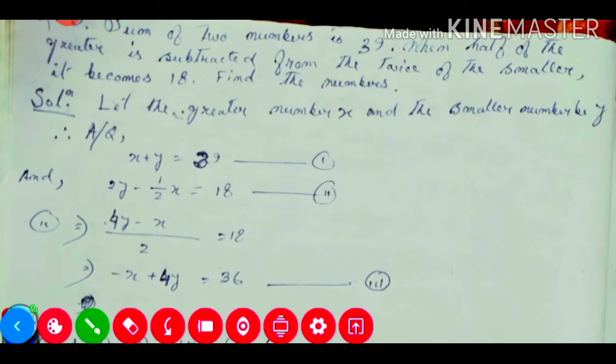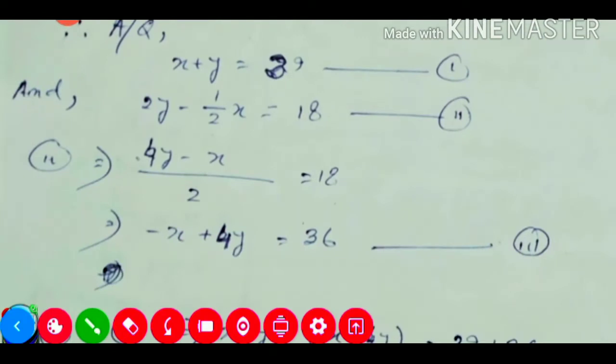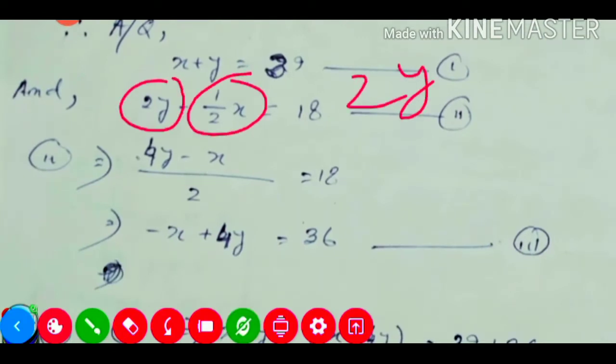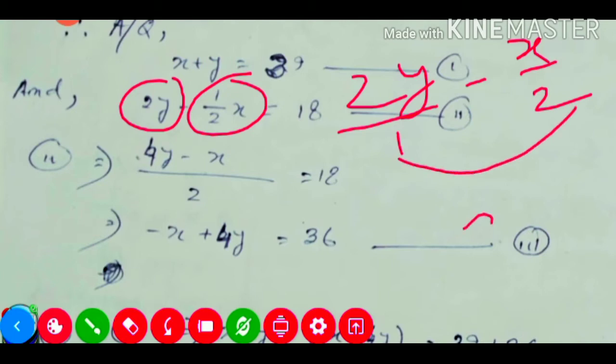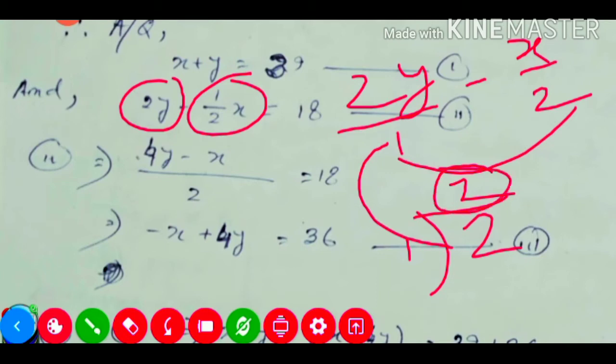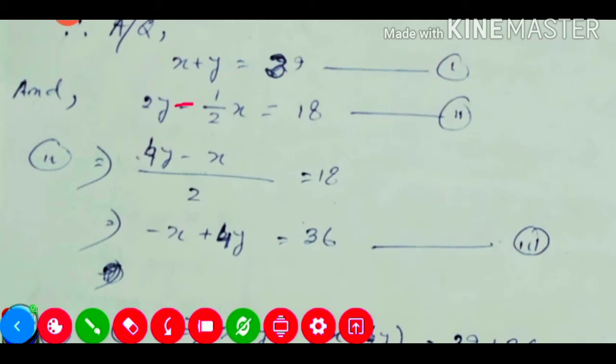Now we'll take LCM of these two terms. First term is 2y and second term is x by 2. So we put 1 under the first term, because every number has denominator 1. So the LCM of 2 and 1 will be 2. Now this 2 we divide by 1, so the result will be 2. With this 2 we need to multiply 2y, so it will be 4y. There is a minus sign in between, so minus. 2 divided by 2 is 1, 1 into x is x only, is equal to 18.